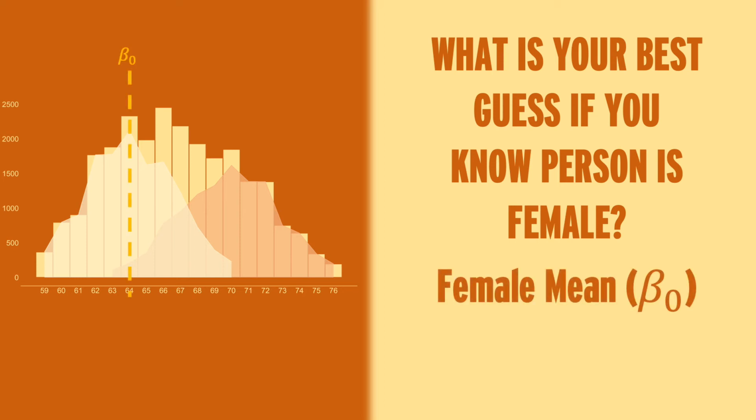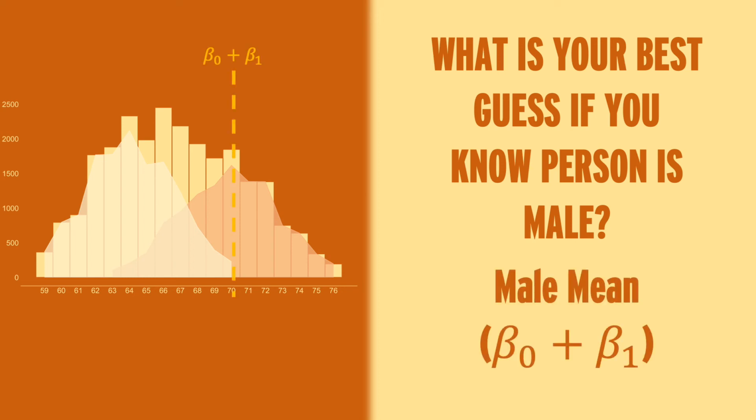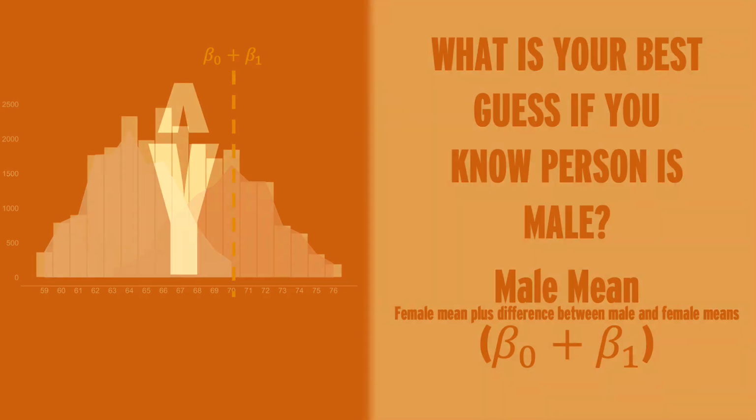Using the terminology of our model, the value will be beta 0, which equals the mean value of females in the data. Now, what is the best guess of someone's height if you know the person is male? It will be beta naught plus beta 1, which equals the mean value of males in our data. Another way of saying that is that the value equals the female mean plus the difference between the male and female means. So we've figured out how to estimate the best value using a single dichotomous variable.